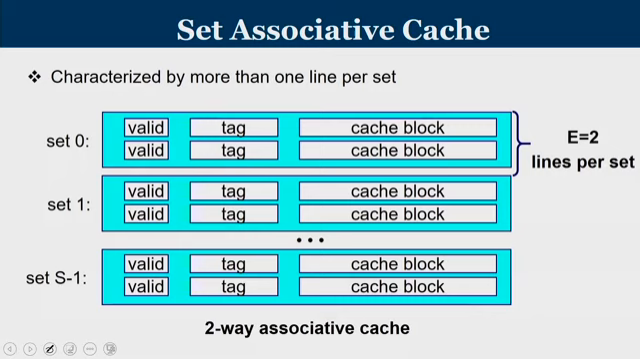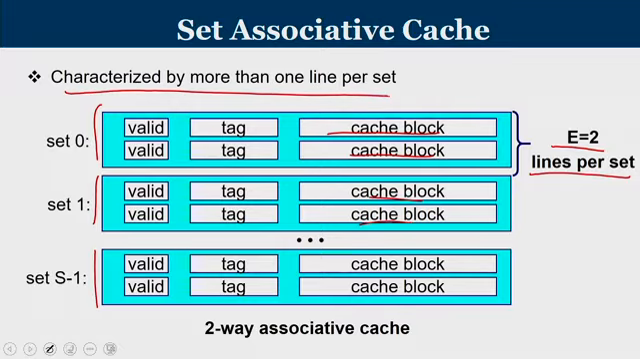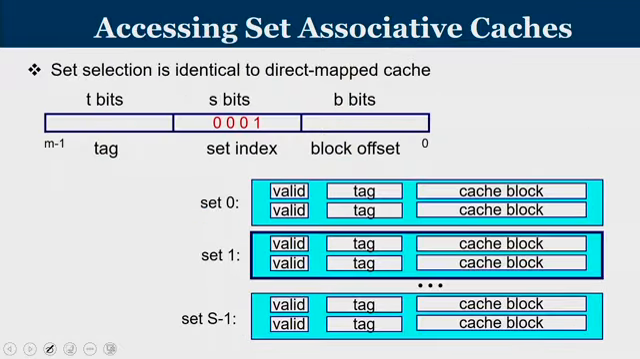Now coming to set associative cache, this is a two-way associative cache where E equals 2, so every set has 2 cache blocks. If every set has 4 cache blocks, we call it a 4-way associative cache. If you have n blocks inside a set, then it is called an n-way associative cache. So a set associative cache is characterized by more than one line per set.